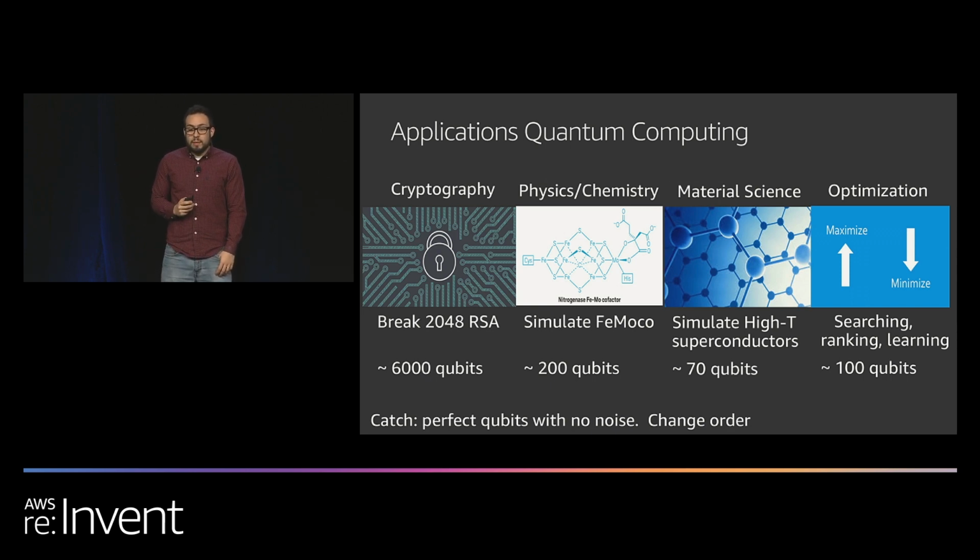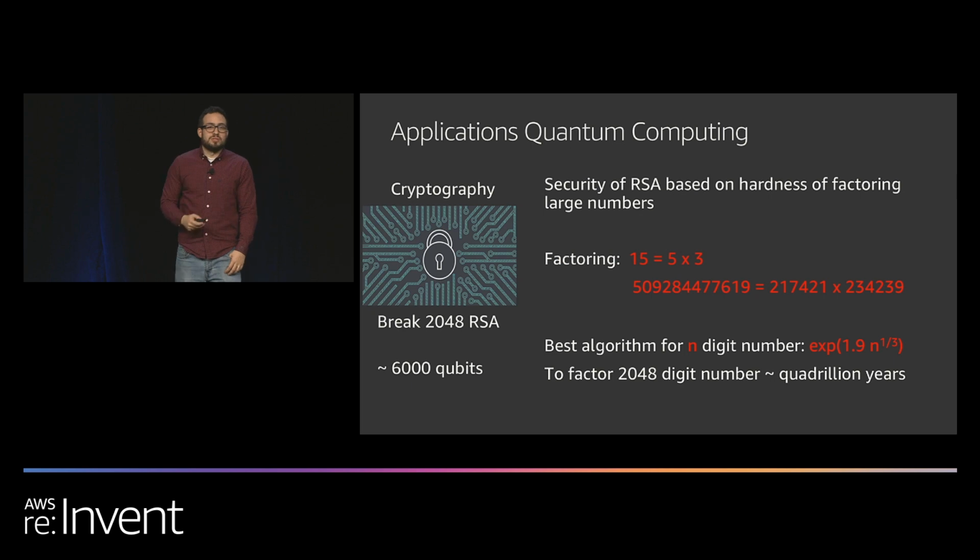Before I do that, let me dive deep a little bit into some of these applications, just tell you a little bit more about them. So let me start with cryptography, because maybe that's what you heard about before. It's one of the most well-known applications of quantum computers. It turns out that the security of this RSA protocol that I mentioned before is based on the fact that factoring large numbers is a computationally hard problem.